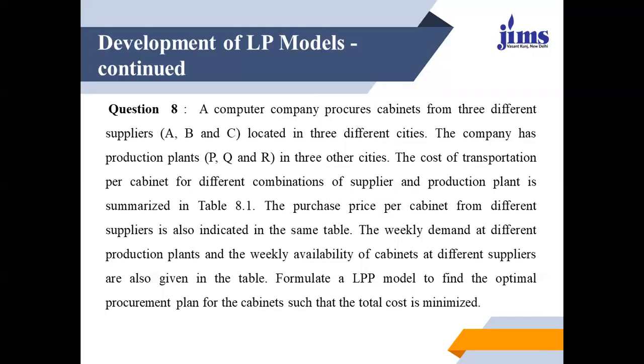The company has production plants P, Q, R in 3 other cities. The cost of transportation for a cabinet for different combinations of supplier and production plant is summarized in the next table. The purchase price per cabinet from different suppliers is also indicated in the same table. The weekly demand at different production plants and the weekly availability of cabinets at different suppliers are also given in the table. So we have to formulate a linear programming model to find the optimal procurement plan for the cabinet such that the total cost is minimized.